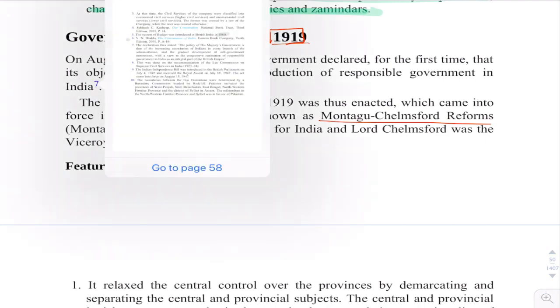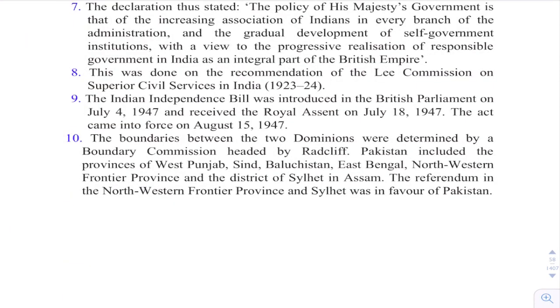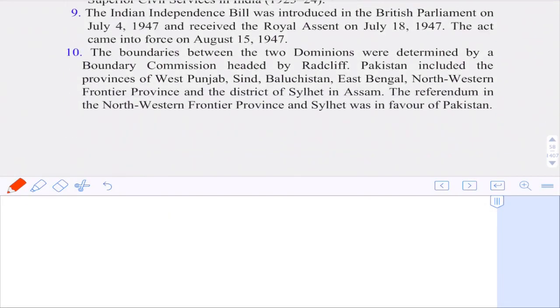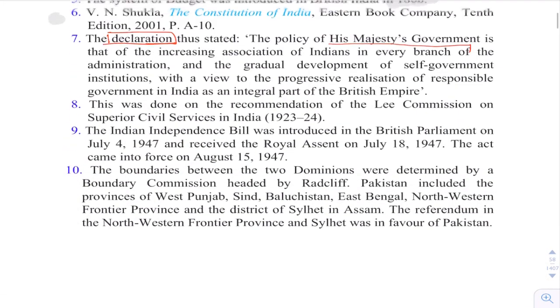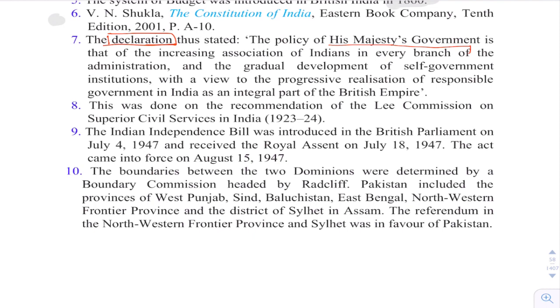First of all, we'll see the footnote, number 7. The declaration about the one that we have just seen, कि हम कैसे बात करते हैं इसके बारे में, मतलब उन्होंने क्या बोला responsible government वगैरह के बारे में. The policy of His Majesty's government is that of the increasing association of Indians in every branch of the administration. How did they show that they wanted to have responsible government? Because they are telling that we are increasing the association of Indians in every branch of the administration.